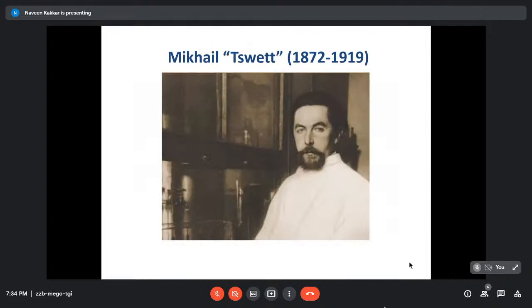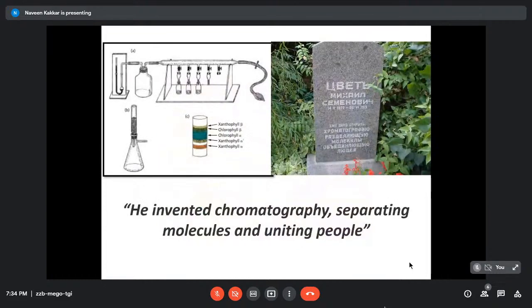Now, the origin of chromatography was a Russian botanist by the name of Mikhail Svet, 1872 to 19. In 1903, he actually discovered chromatography. Being a botanist, he was trying to separate the plant pigments, and he got different colors of chlorophyll, xanthophyll, and so on, and he devised a way to separate these molecules. And that's his grave in Russia. And the grave has the following sentence in Russian engraved onto it: He invented chromatography, separating molecules and uniting people. Because so many of us now deal with chromatography and its interpretation is so useful to patients and clinicians alike.